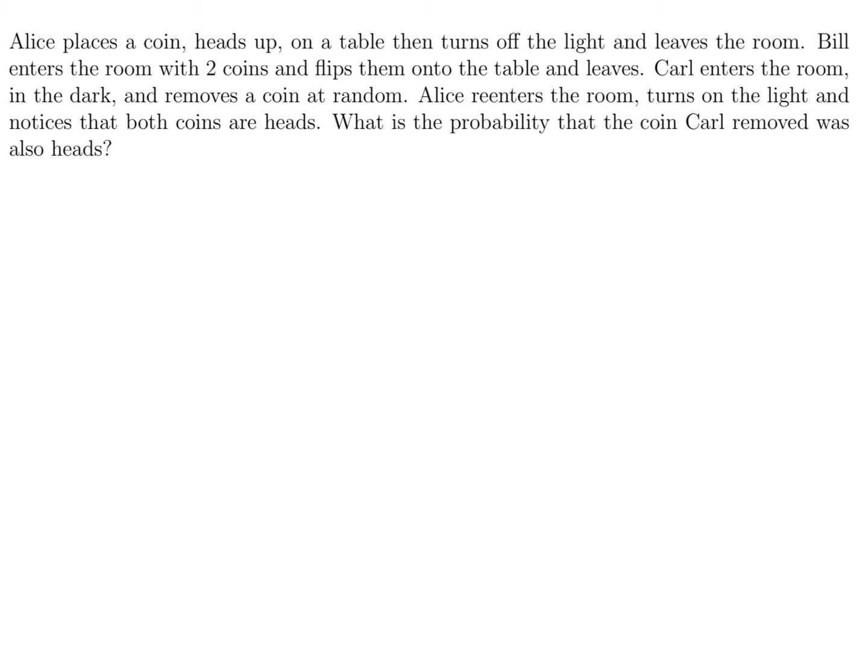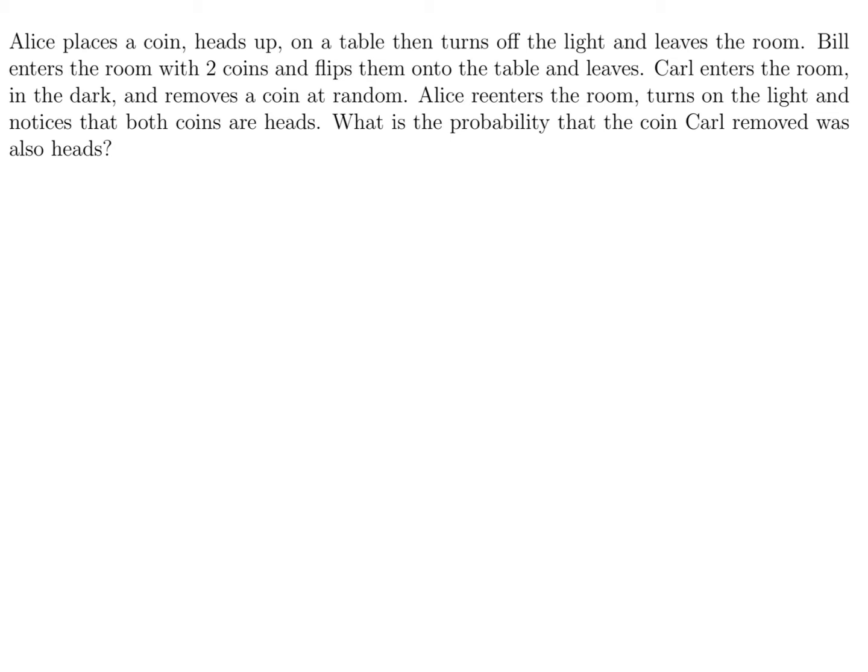Alice places a coin heads up on a table, then turns off the lights and leaves the room. Bill enters the room with 2 coins and flips them onto the table and leaves. Carl enters the room in the dark and removes a coin at random. Alice re-enters the room, turns on the light, and notices that both coins are heads. What is the probability that the coin Carl removed was also heads?